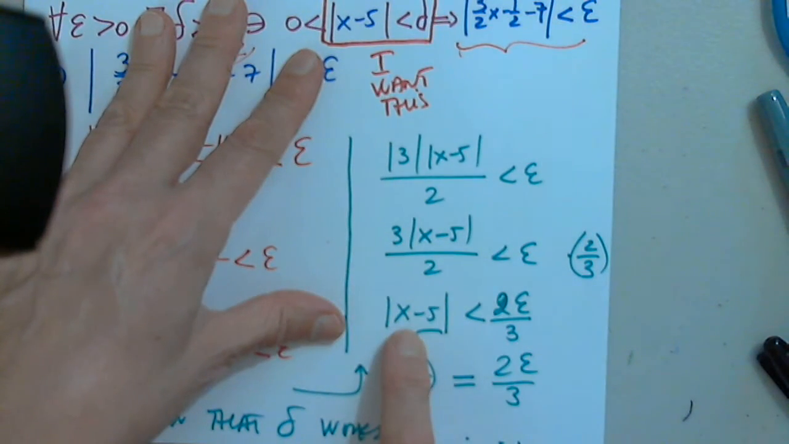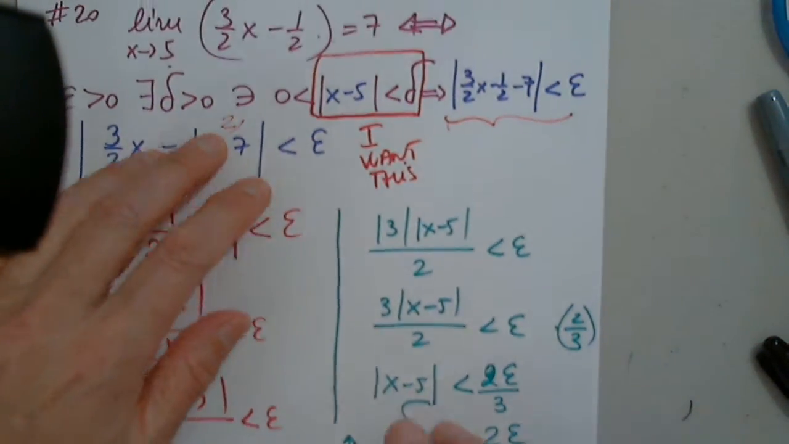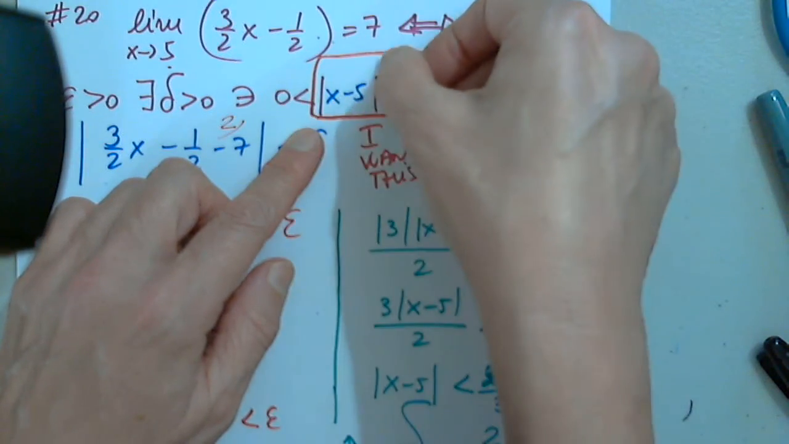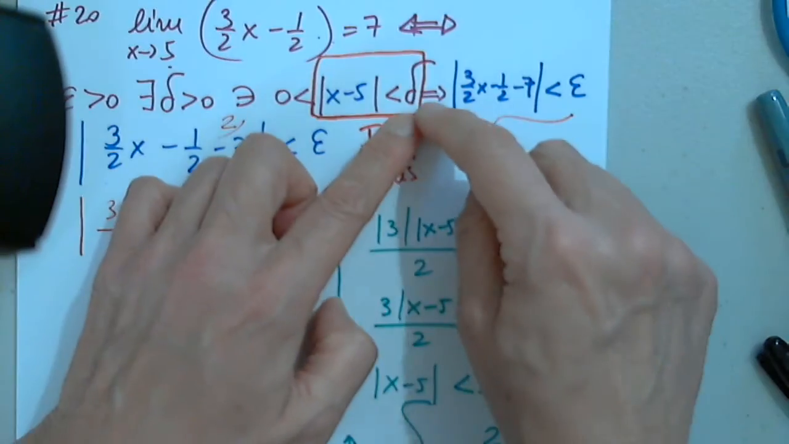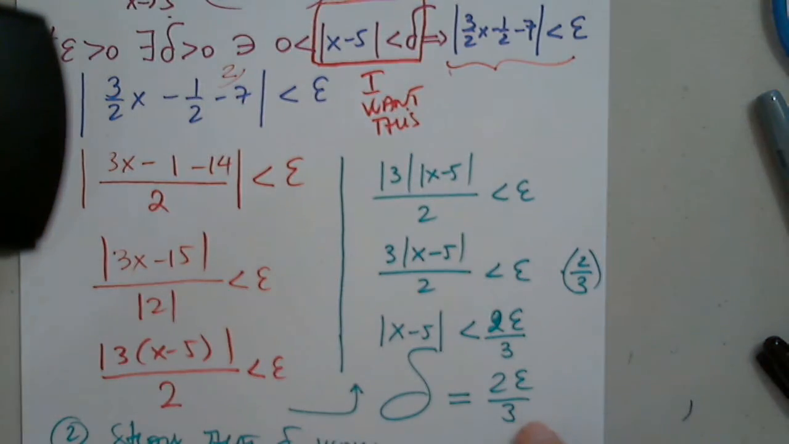Delta has nothing to do with x minus 5. Okay. So this is what I want. I start here, and I want to get here. As long as I have x minus 5 in absolute value on one side, the other side must be delta. Is that better?